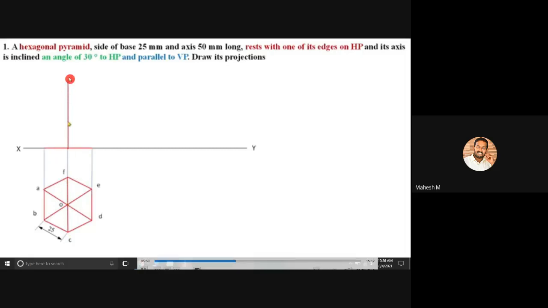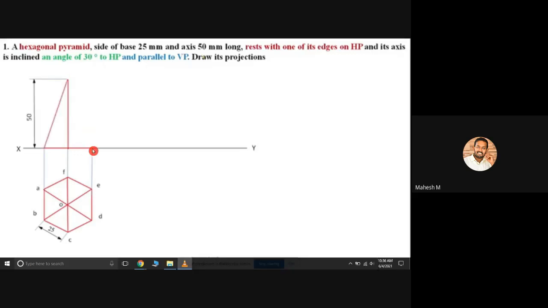Next, this is our apex point, so it can be marked as O dash. Next, you can connect this apex point with this corner, and connect this apex point with this corner. So we'll be having 6 slant edges.